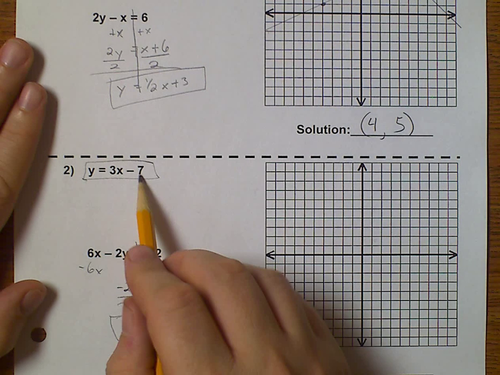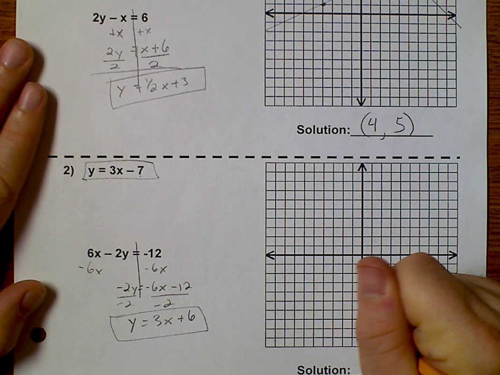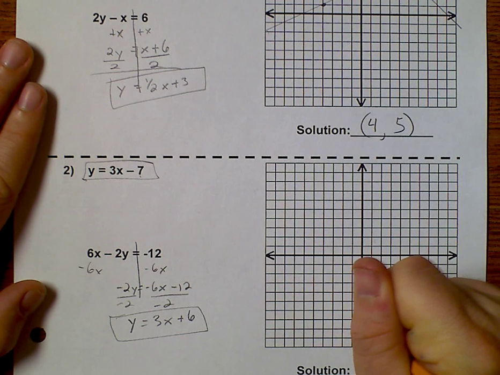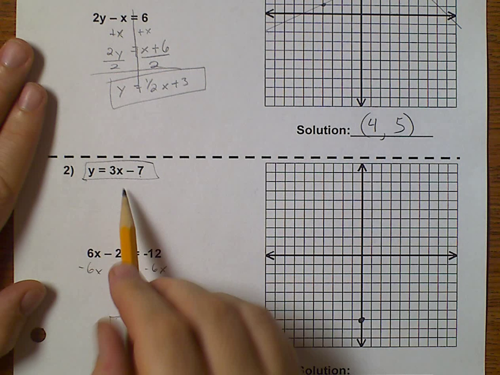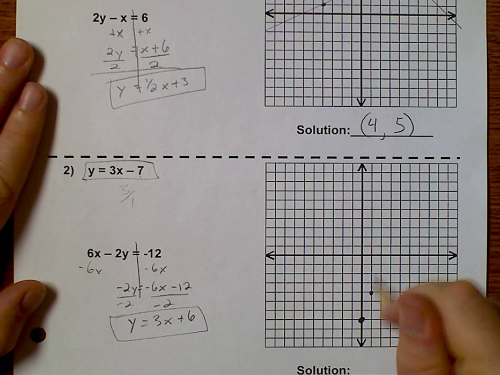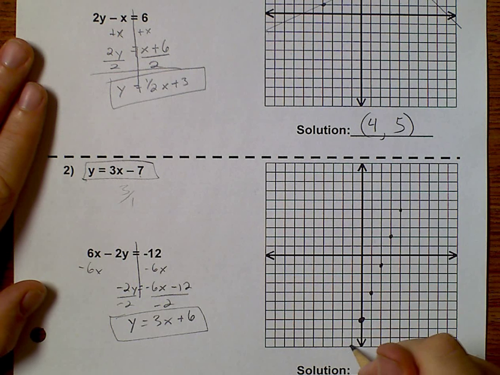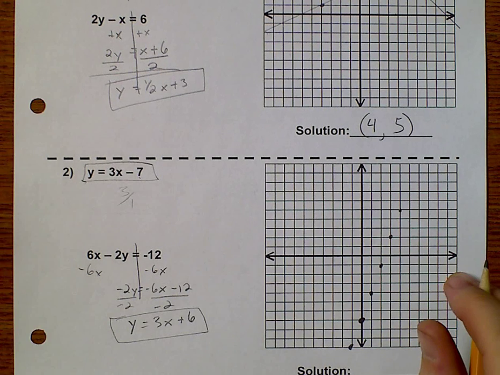Here I start at negative 7. 1, 2, 3, 4, 5, 6, 7. And then I rise 3 over 1. 1, 2, 3, and 1. And I go ahead and graph that line.